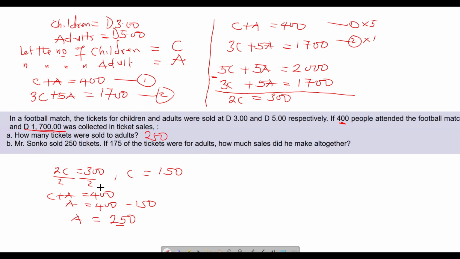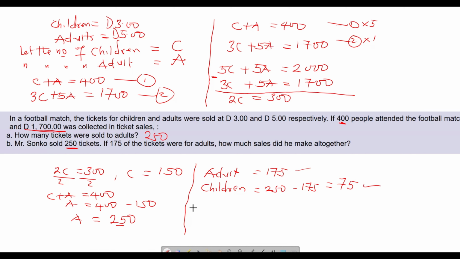Now in this second part of the question, they say Mr. Sonto sold 250 tickets. Out of that 250 tickets, 175 of the tickets were for adults. How much sales did he make altogether? Now, if 175 were adults, that means the children will be 250 minus 175, and that will be 75. So for the sales of 250 tickets, 175 is for adults, and 75 is for children.